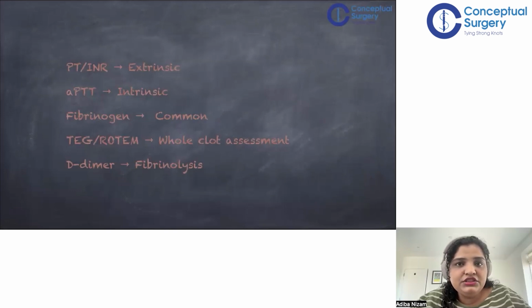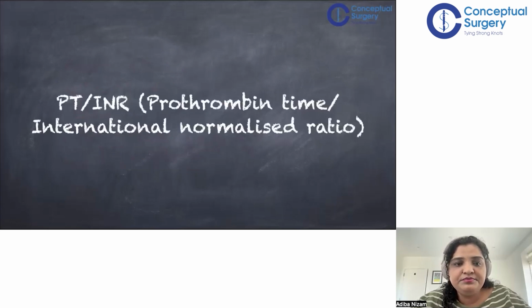So, as a general overview, you can take it that the extrinsic pathway is studied by the PT/INR, the intrinsic by the APTT. Fibrinogen evaluates the common pathway. The thromboelastography or the rotational thromboelastometry is used for whole clot assessment, and D-dimer assesses the process of fibrinolysis.